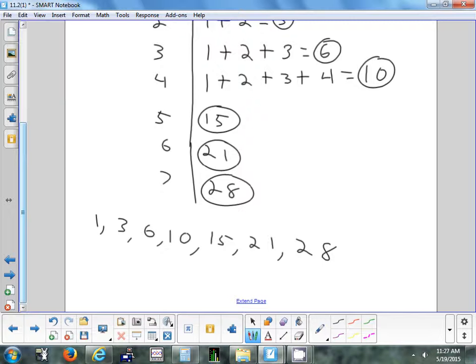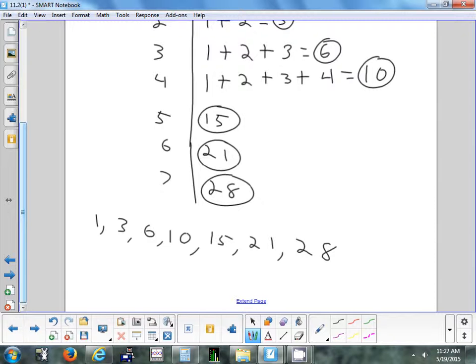Well, let's check if it's arithmetic. Cole, am I adding the same number each time? No. So it's not arithmetic. Colby, did I multiply by the same number each time? No. So it's not geometric.